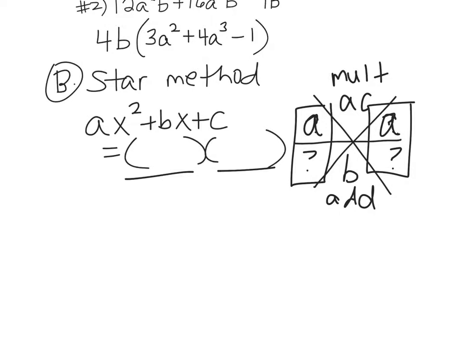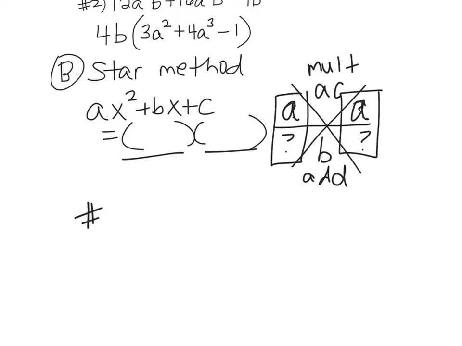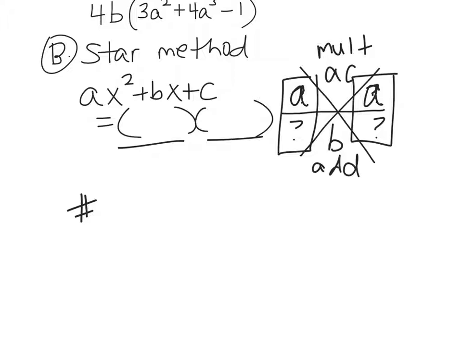So let's go ahead. We're going to do one right now. Yeah? So you're adding on the bottom. What times what adds to get the bottom number? Exactly. What times what multiplies to give you the top number and adds to give you the bottom. All right, so let's do it. Number 3. Let's do this one: x squared plus 10x plus 24.